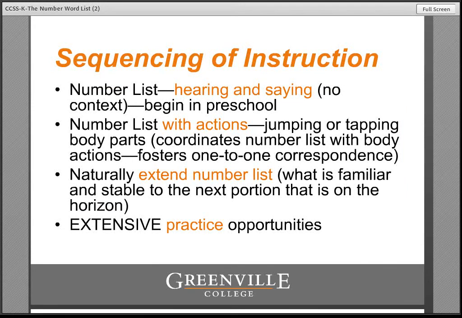Initially, children should hear and say the number word list often. Children who have heard the number list to 10 often in their preschool years typically come to school already having that portion of the number word list mastered. Next, you want to foster actions in conjunction with the number word list. The idea here is to prepare them for one-to-one correspondence. You can march and count where each foot stomp is timed with each number word. They can tap something or use pointing motions as well.